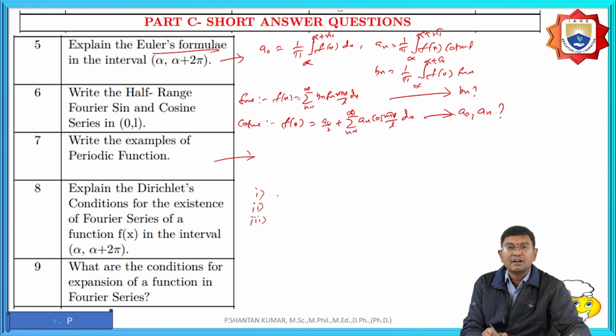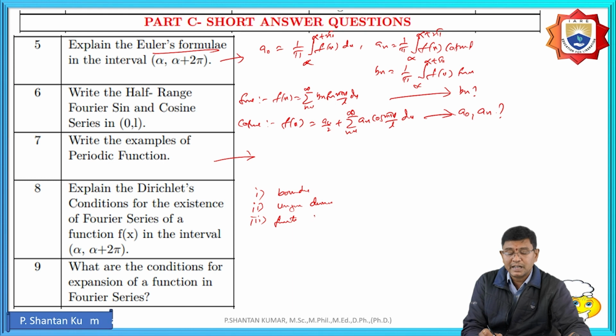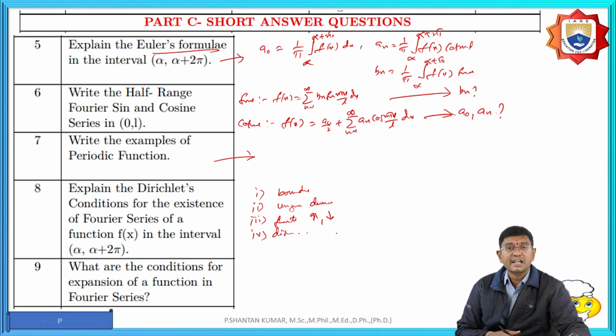It is a bounded function, and its derivative exists uniquely. It has a finite number of maxima and minima, and also discontinuous functions at particular points. These are the Dirichlet conditions, already given in one of the slides in the beginning sessions. These are the 4 conditions.